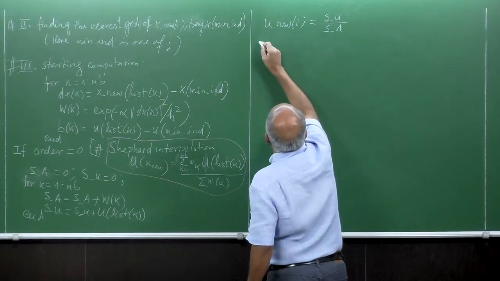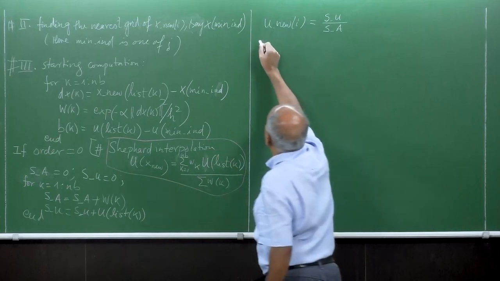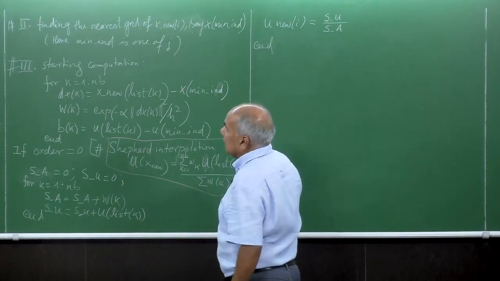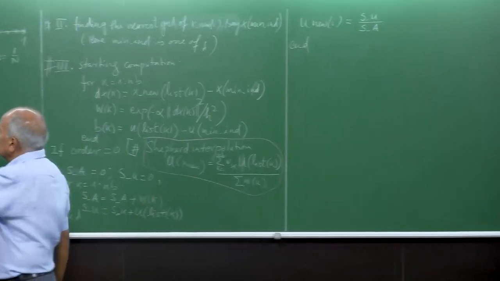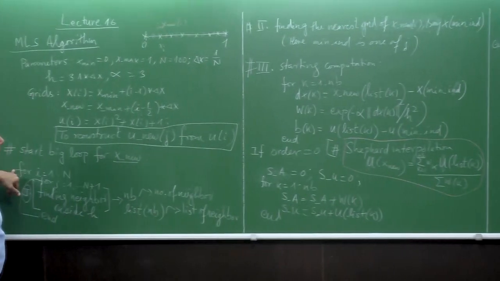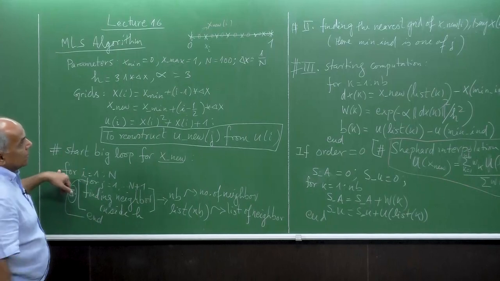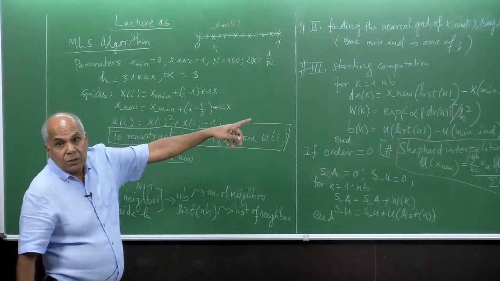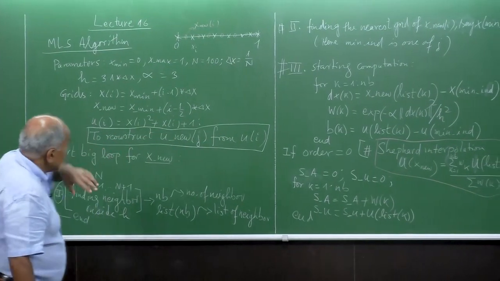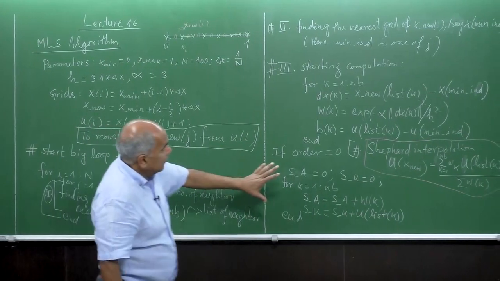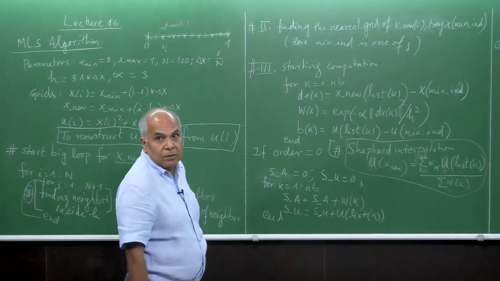That's all. So we end the big loop here. This big loop, we go to every point, and then finally we store u_nu of I. This is the case if the order is 0.